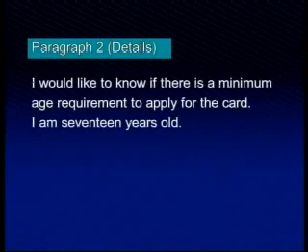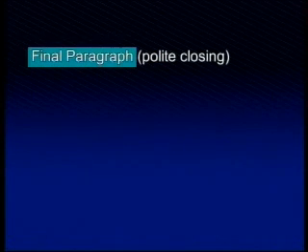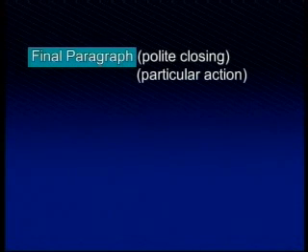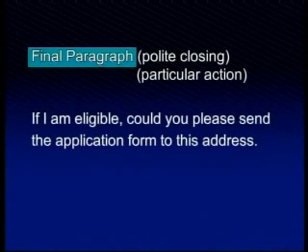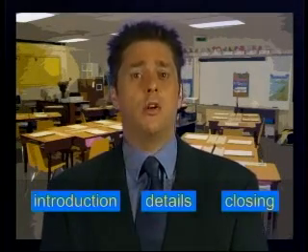In the second paragraph, we flesh out the details. Sometimes we use bullet points to make the email easier to read. In the final paragraph, we add a polite closing. Sometimes we request a particular action, as is the case here. To recap, you can structure most basic correspondence by using three simple paragraphs: the introduction, the details, and closing. Here is the correspondence in full.